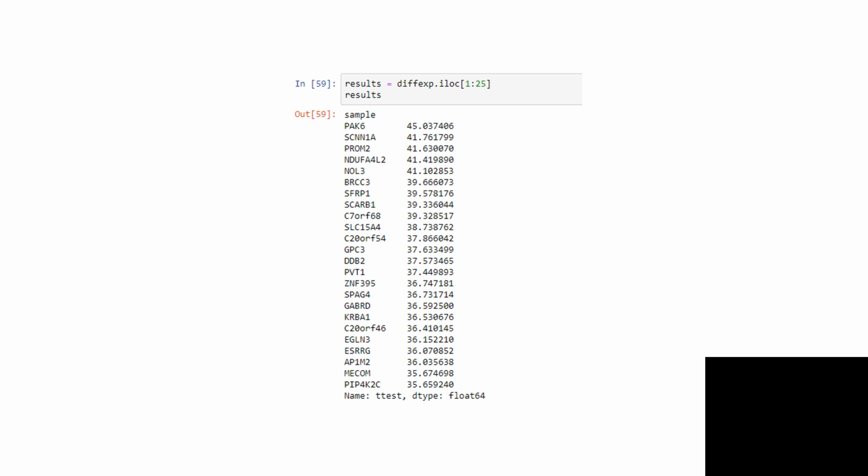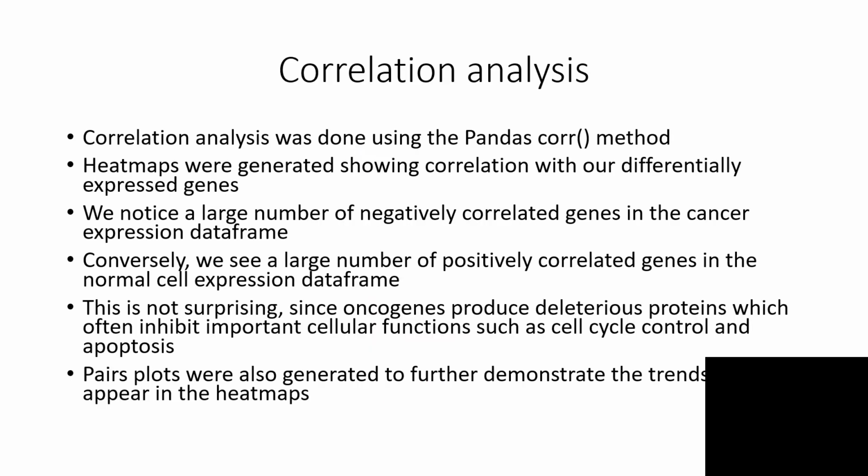Here we see the top 25 differentially expressed genes. I know this may look like gibberish to a layperson, but the left-hand column contains the actual gene names for our top 25 differentially expressed genes.